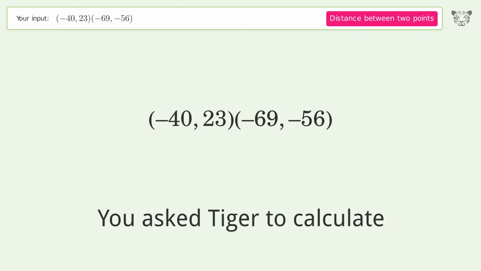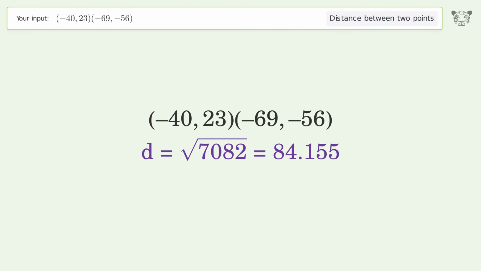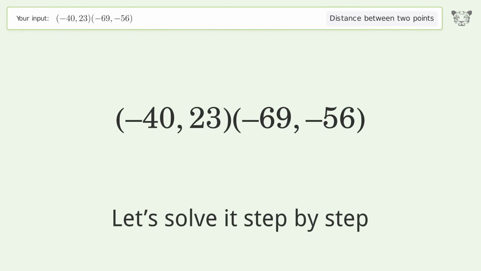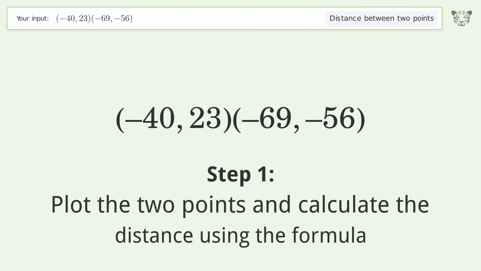You ask Tiger to calculate. This deals with the distance between 2 points. The distance between the 2 points is the square root of 7082, or 84.155. Let's solve it step by step. Plot the 2 points and calculate the distance using the formula.